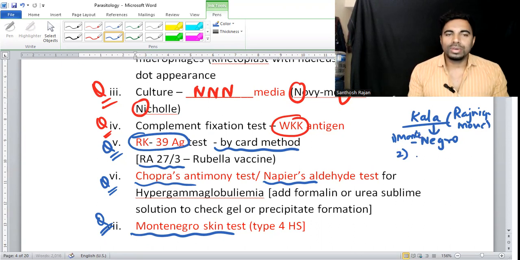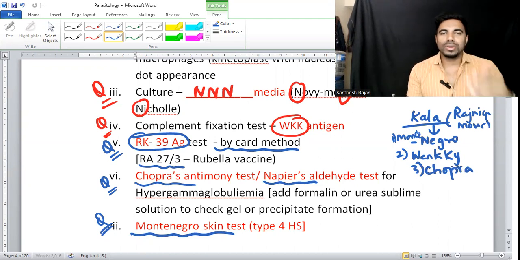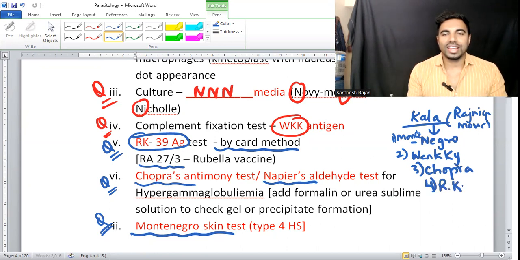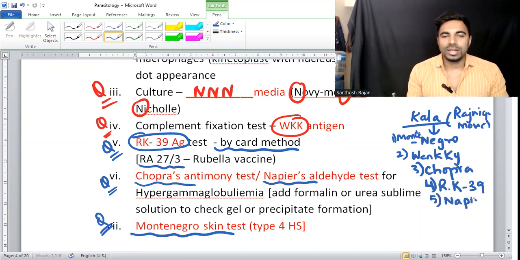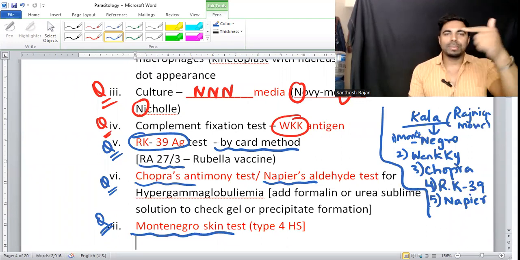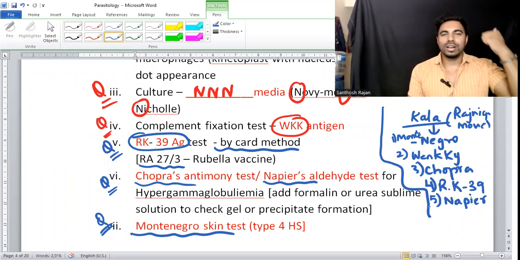Montenegro likes Kala. Number two, our Venki likes Kala. And who? Mr. Chopra likes Kala. Any Chopra, Priyanka Chopra, Parineeti Chopra, whoever you want. And Ranbir Kapoor also likes Kala. RK, RK 39. He's not 39, I hope. Ranbir Kapoor or whoever you want. And last one, Napier. These are the people who like Kala. Remember like that. Mr. Chopra likes Kala, Napier likes Kala, RK likes Kala, Montenegro likes Kala.